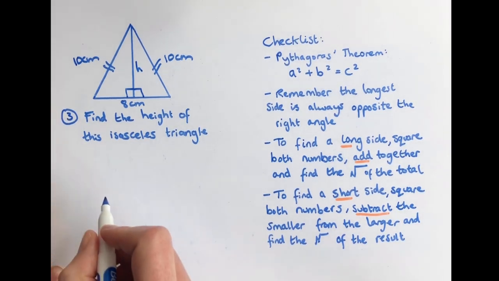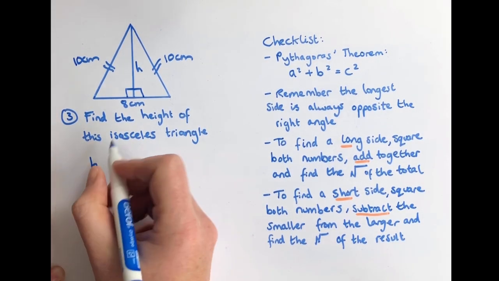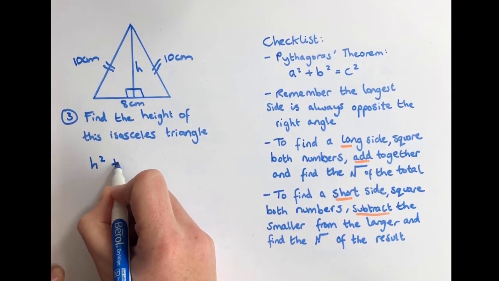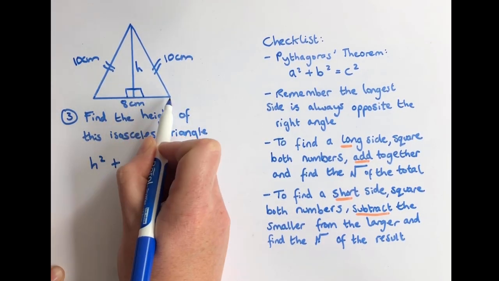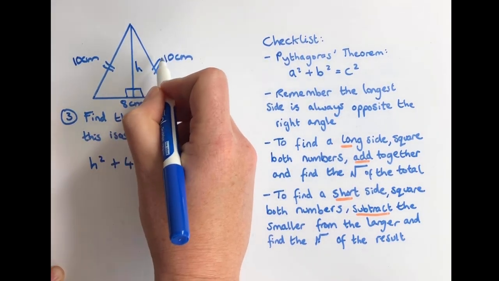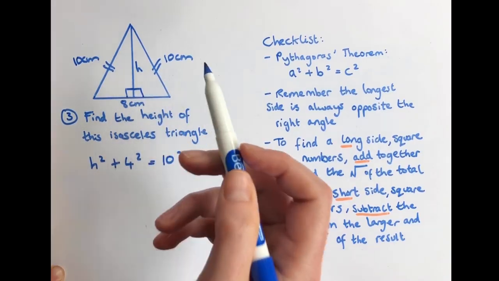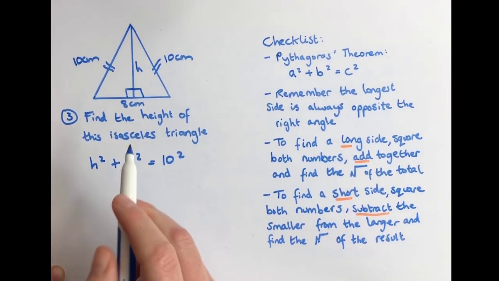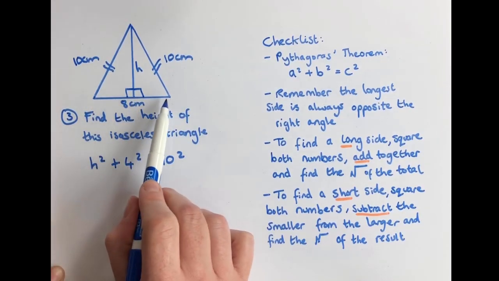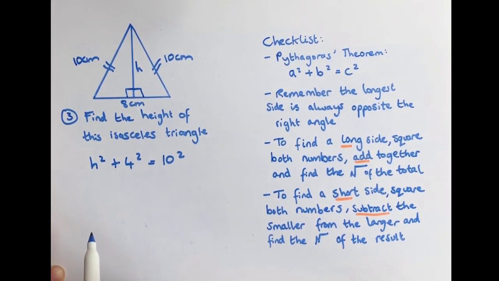So I know that h, which is going to be one of the shorter sides, squared, plus, now I have to halve this because I've taken half the triangle, 4 squared equals my longest side squared. Remember, the longest side is opposite that right angle. Don't forget you must halve that bottom length because you're only doing half of this isosceles triangle right now.